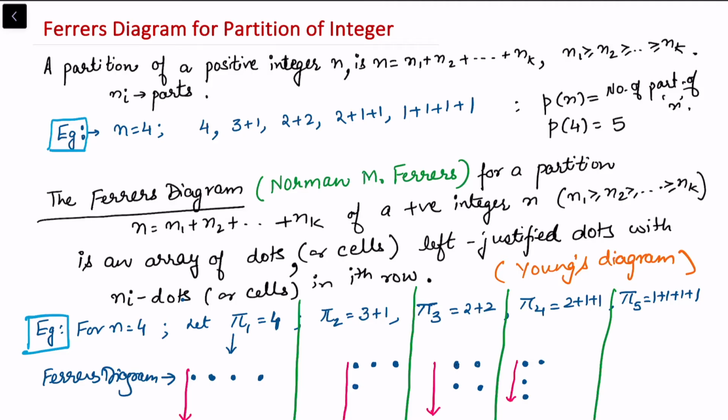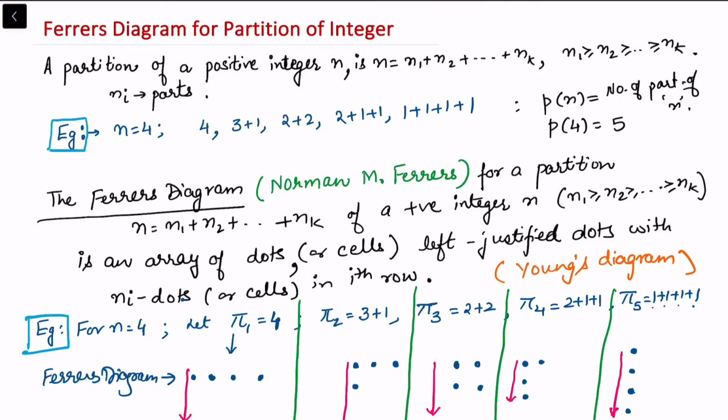Now for the last case, each of n1, n2, n3, n4 has the value 1. So the first row has n1 dots, that is 1. The second row has n2 dots, that is 1. The third row has n3 dots, whose value is 1. And the fourth row has 1 dot. So this becomes left aligned.